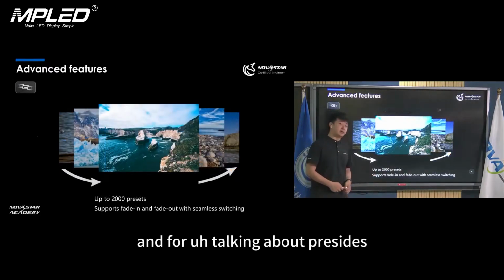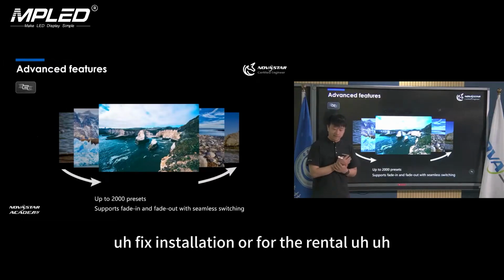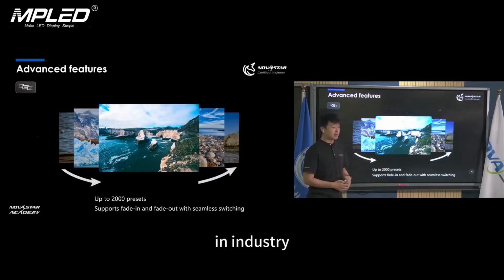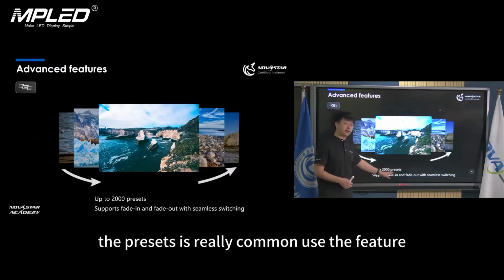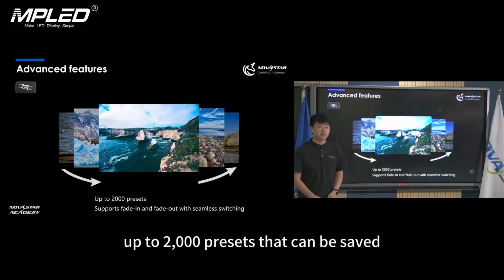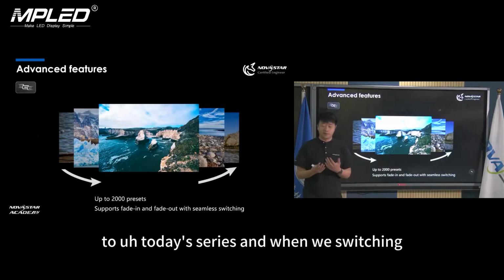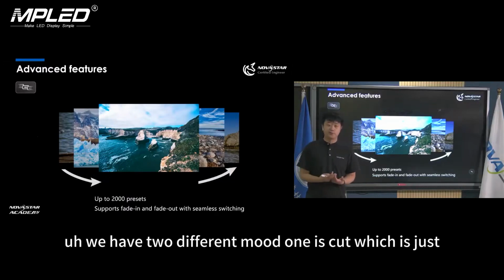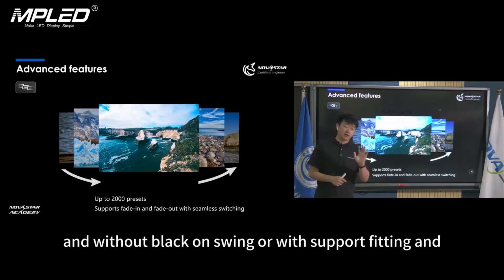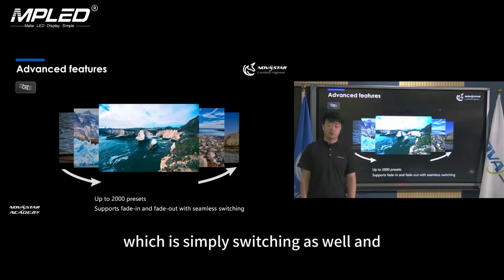And talking about presets, whether for fixed installation or for the rental industry, presets are a really commonly used feature. For the H series, we support up to 2,000 presets that can be saved to the H series. And when we're switching, we have two different modes. One is cut, which is a quick switch without black on screen, or we support fade in and fade out switching, which is a seamless switching as well.